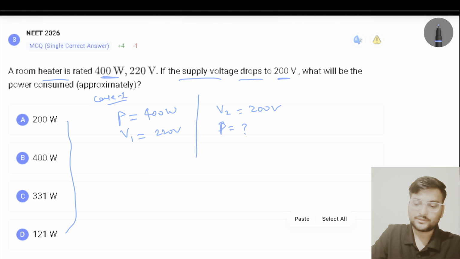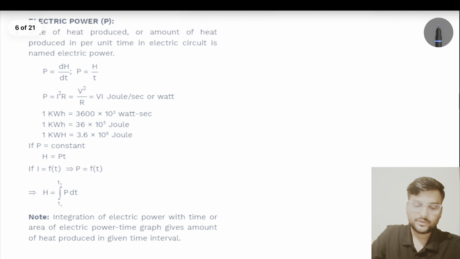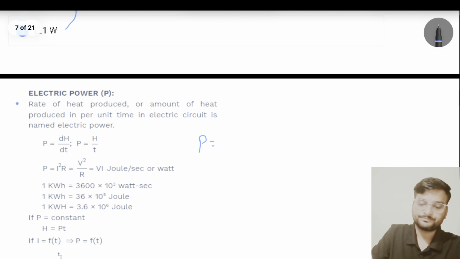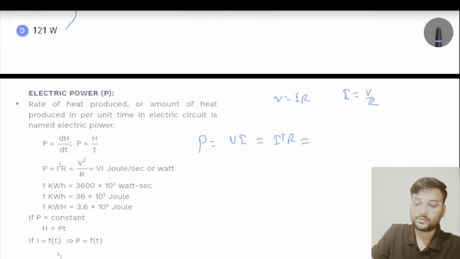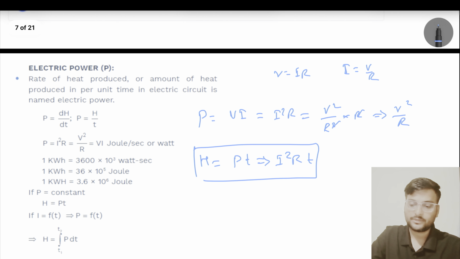So in this case we are finding this, but before that, first of all, we are talking about the concept of this question, right? Whenever you talk about the concept, the power formula is VI, or if V is equal to IR is put in, that is I square R, or if I is equal to V by R is put in, we get V square by R square into R. So R cancels out, and we get V square by R. Okay, this is the formula. And what is heat here? Heat is equal to power into time, or I square R into T. This is the formula.